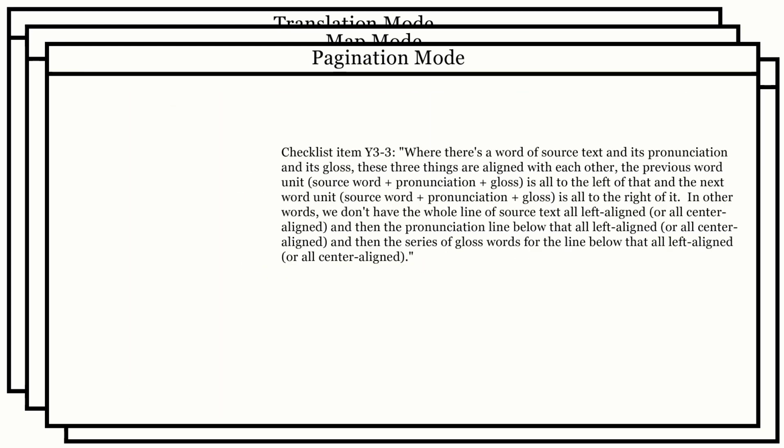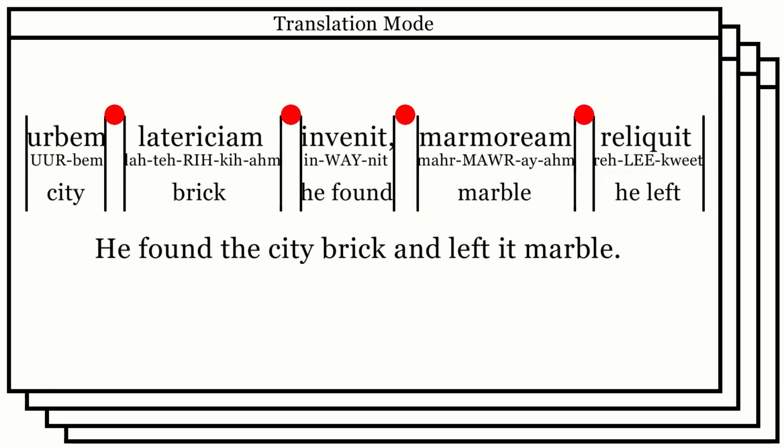Next, we have the exact same note about alignment that we covered when talking about translation mode with the Latin example. Checklist item 3-3, blah, blah, blah, that's exact same about the alignment where you got each column center aligned and then the spaces are between the widest point in each column.